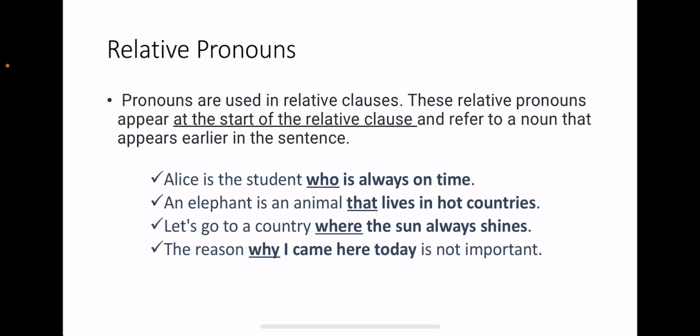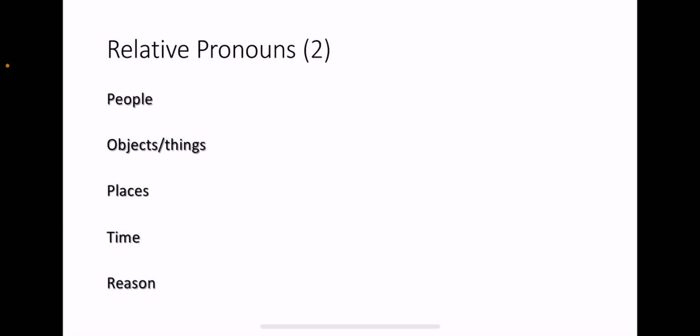Now, you can see that in the four sentences, I'm using a different pronoun for different subjects. I'm using who, I'm using that, I'm using where, and I'm using why. We do this because, remember again, the relative pronoun must coincide with the subject. So depending on the subject is the pronoun that I am going to use. There are pronouns for people. There are pronouns that I use for objects or things. There are pronouns that I use when I refer to places, to time, and to reason.